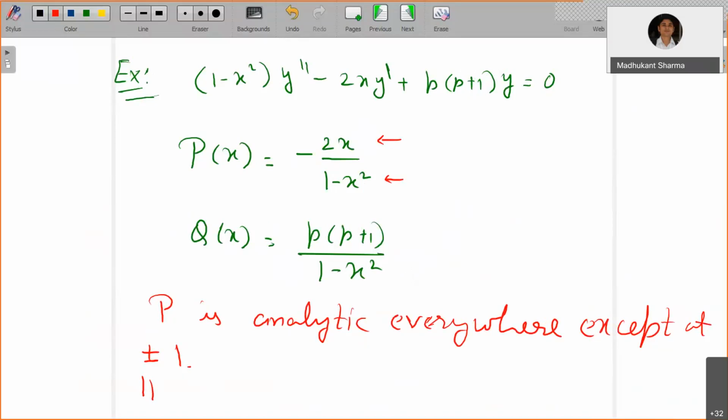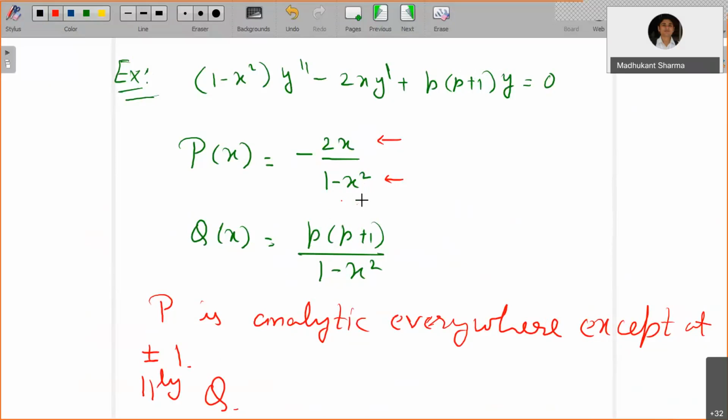Similarly q: the numerator is analytic because it's a constant, the denominator is a polynomial, it's also analytic, so q is also analytic everywhere except at x equals plus minus 1. So x equals 0 is an ordinary point of this equation. However, x equals 1 and x equals minus 1 become the singular points of this equation. So this is an example of how to locate the singular points and ordinary points of a second order differential equation.